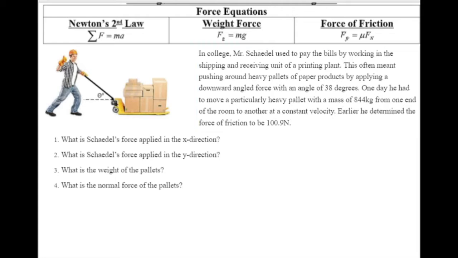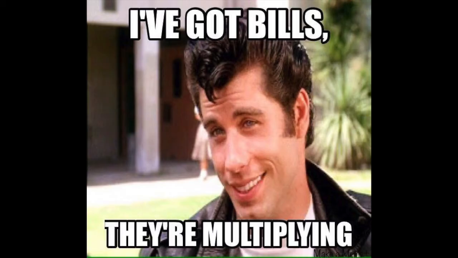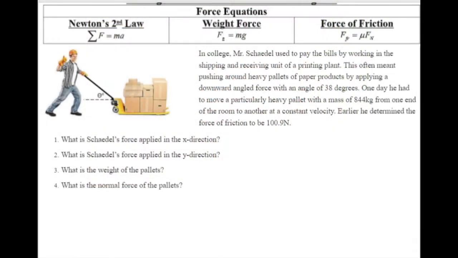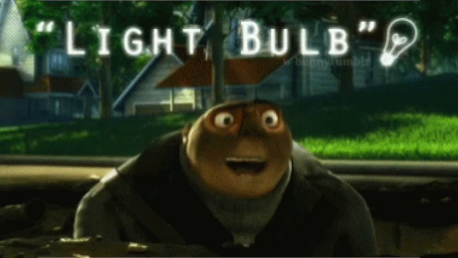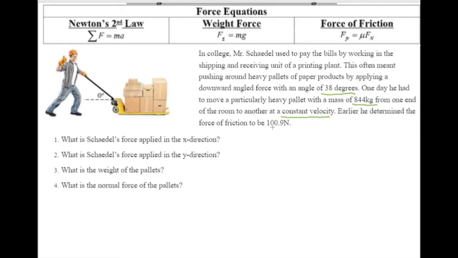So this problem says, in college, Mr. Shadell used to pay the bills by working in the shipping and receiving unit of a printing plant. This often meant pushing around heavy pallets of paper products by applying a downward angled force with an angle of 38 degrees. One day he had to move a particularly heavy pallet with a mass of 844 kilograms from one end of the room to another at a constant velocity. Earlier, he determined the force of friction to be 100.9 newtons. What is Mr. Shadell's applied force in the x direction?